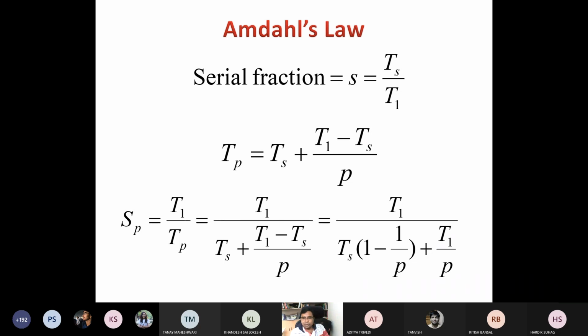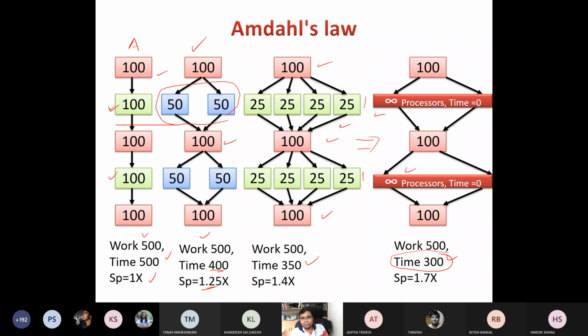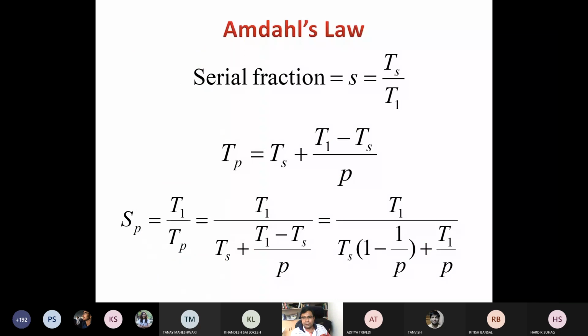So in this example, what will be the serial fraction? T1 is equal to 500 and the serial part is 300. So 300 by 500. In the previous example, the serial part is 300 and T1 is 500. This is the serial fraction.